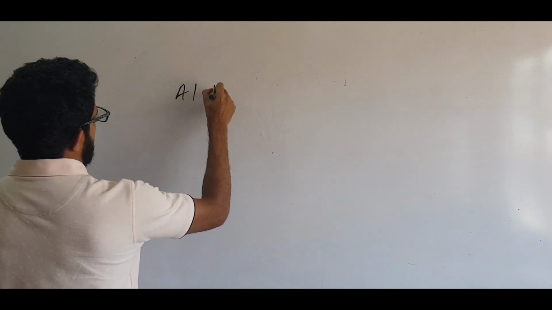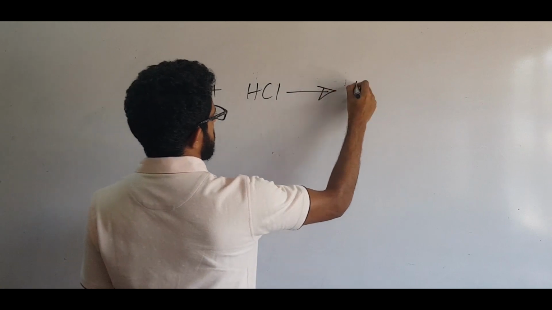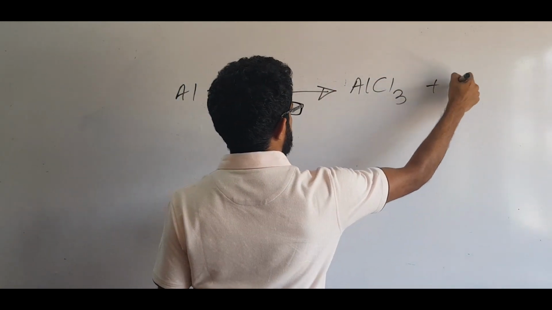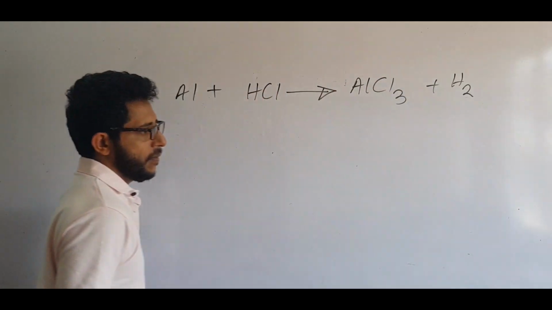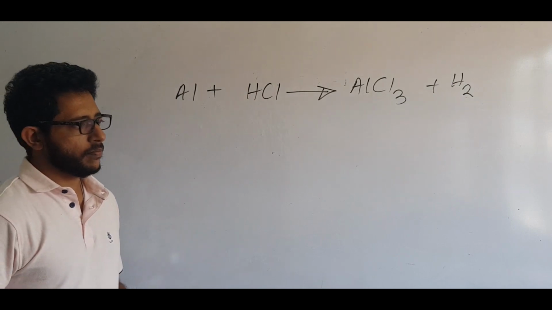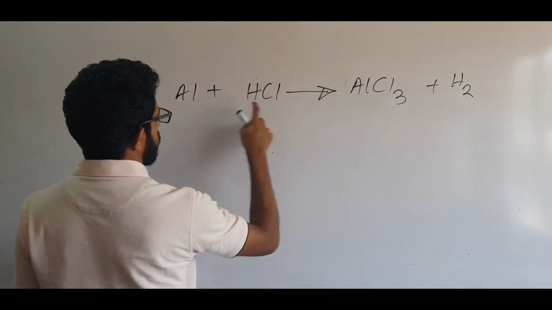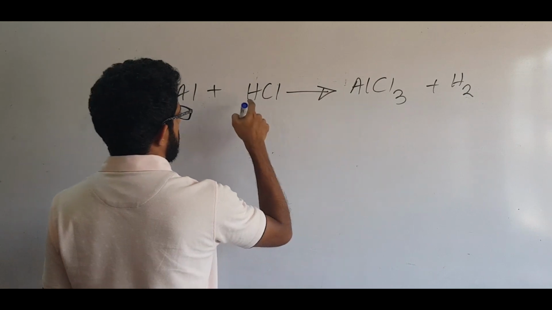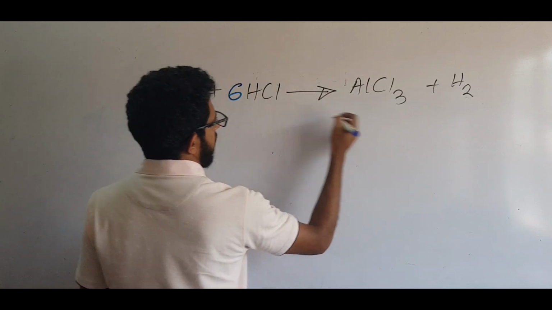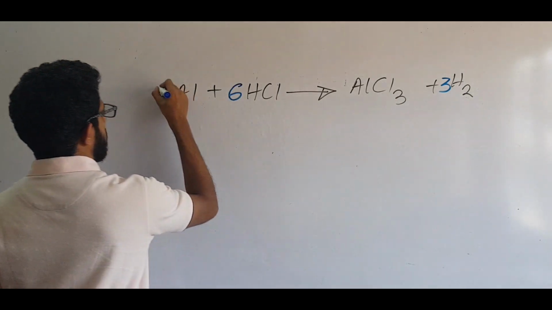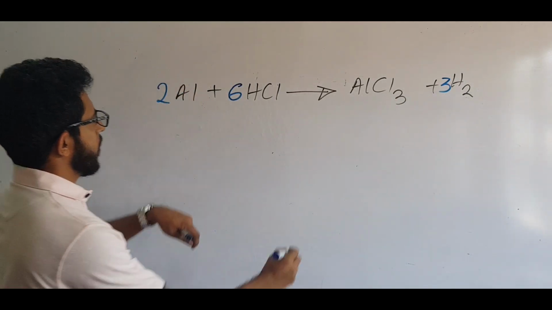It's aluminium reacts with HCl to produce aluminium chloride and hydrogen. Right. So that's what we do. So aluminium, I have to balance this. So I put 2 here, 6 here, 2 here and 3 here. So the reaction is balanced.